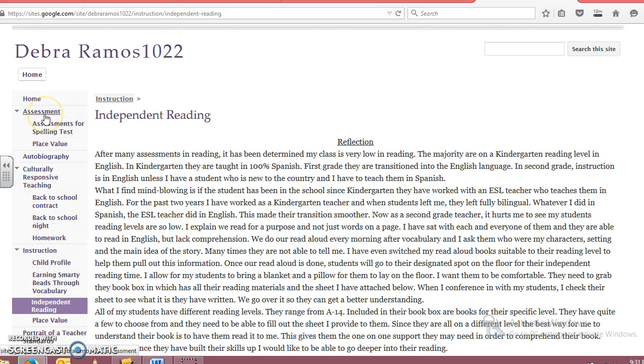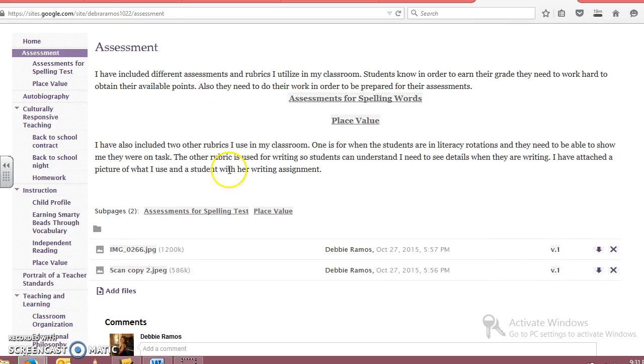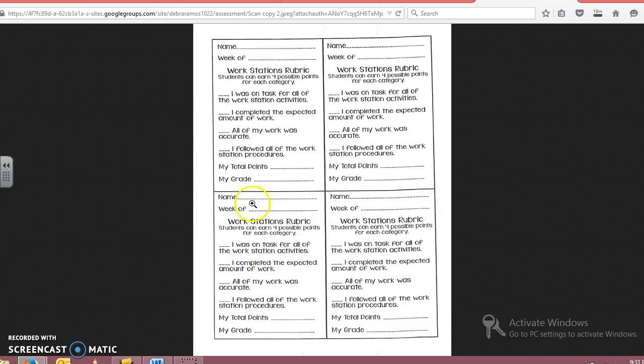And what I use in order to check all of my students is under my assessments tab. So students have this sheet that they need to fill out, and what we do, they need to write their name, they write the week of, and as you can see, they need to answer 4 questions.